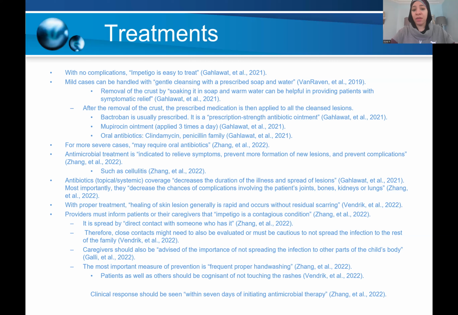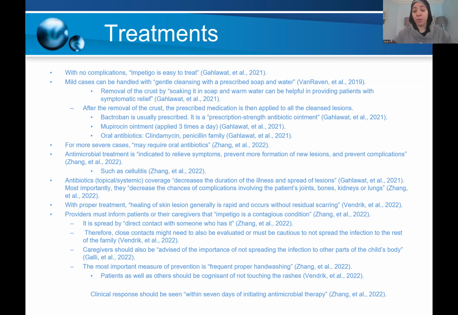Antimicrobial treatment is indicated to relieve symptoms, prevent more formation of the lesions, and prevent complications, such as cellulitis. Antibiotics, whether topical or systemic coverage, decrease the duration of the illness and the spread of the lesions. Most importantly, they decrease the chances of complications involving the patient's joints, bones, kidneys, or lungs. With proper treatment, healing of the skin lesions generally is rapid and occurs without residual scarring.